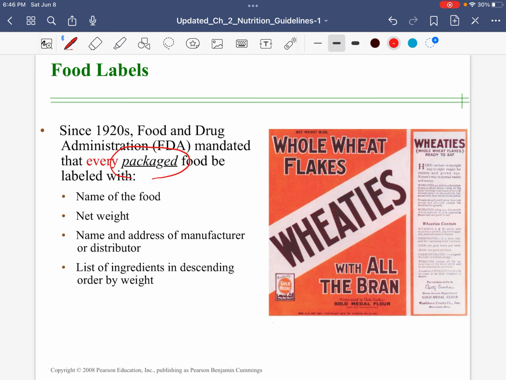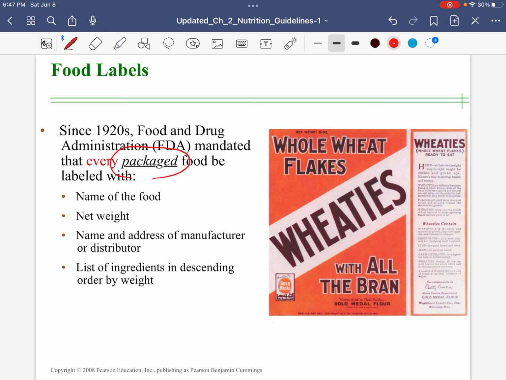If you're going through the aisles of a grocery store, what are you going to see? Boxed cereal, bagged cookies, boxed pasta that's uncooked. So in the aisles, that's where we usually have these packaged foods that are required by law here in the US to have a standardized label.